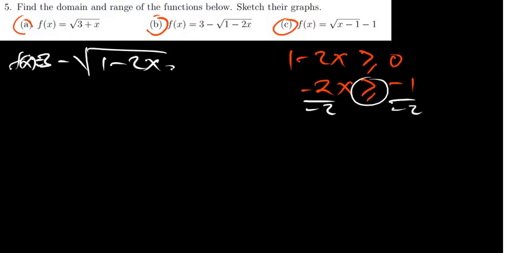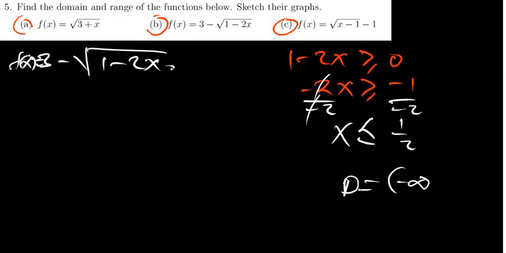So these two will cancel. I have x, and this sign is going to change because I've divided by a negative. It's going to be less than or equal to 1 over 2. So my domain is telling me x has to be less than or equal to half, meaning starting from negative infinity all the way to half, but this has to be included.